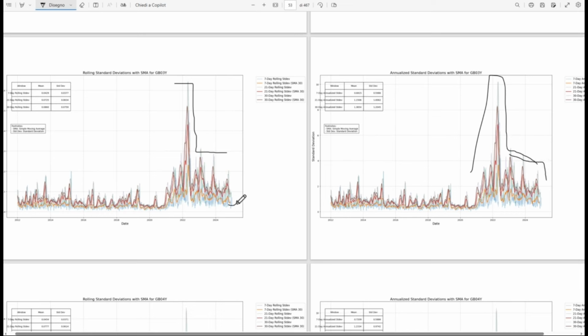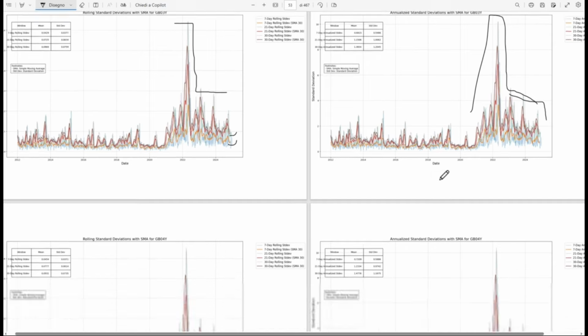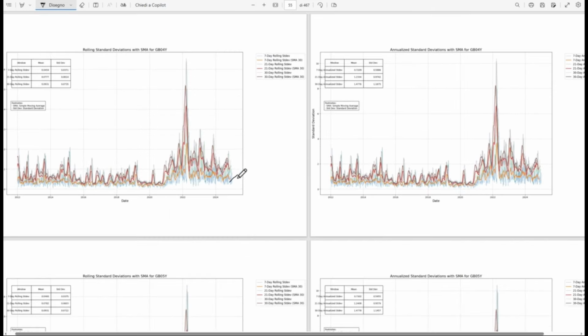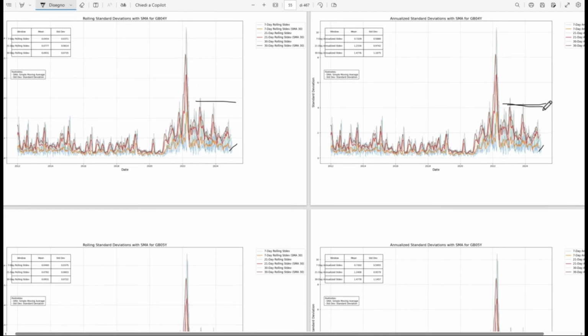And you see here the lines are turning up, and this is the 3-year bond. The line is turning up and you have clustering of volatility. So the longer the duration of the bond, the more consistent the volatility. You see the line is not here. This is a whole other ball game, guys. This is a whole other thing.